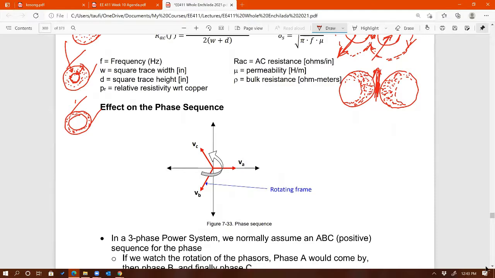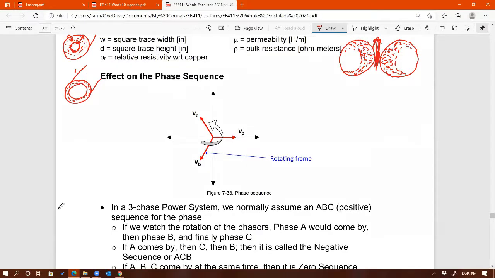For those of you who took EE411, you know what the sequence is. Actually, everybody should already have learned this in 212. If you have a three-phase system, ABC, the three-phase voltages, for example, will spin in either clockwise or counterclockwise direction. If it's counterclockwise, that's positive sequence. If it's clockwise, it's negative sequence.